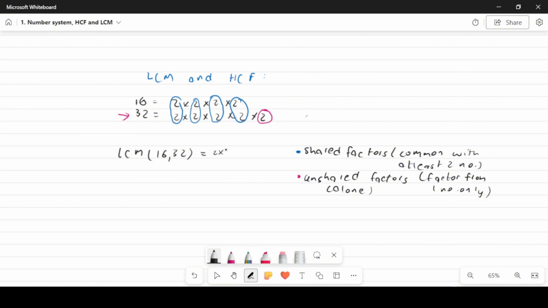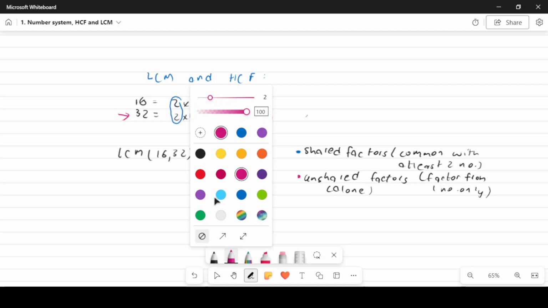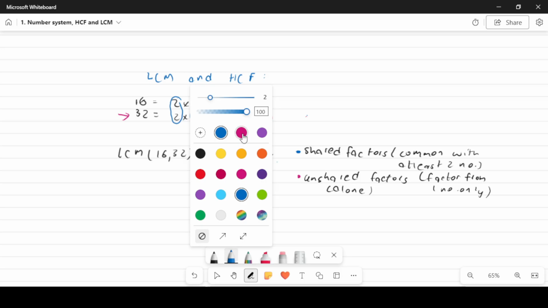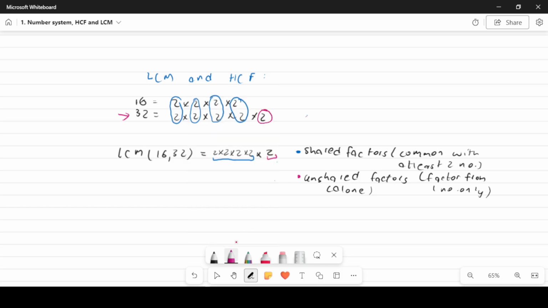So 2 times 2 times 2 times 2 makes up the unshared factors. So that's blue. And you're going to multiply that by this 2 here, which is the unshared factors, which will be this here in pink. And what you get is 32. So what we can say is that the LCM between 16 and 32 is 32. Okay? So that's how you find the LCM between these two numbers.